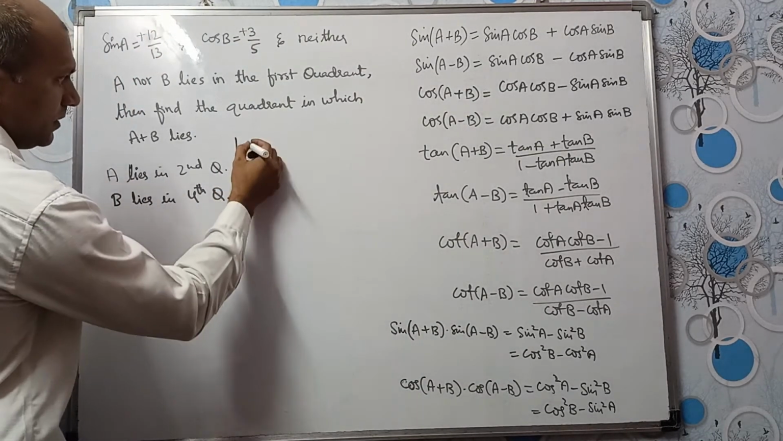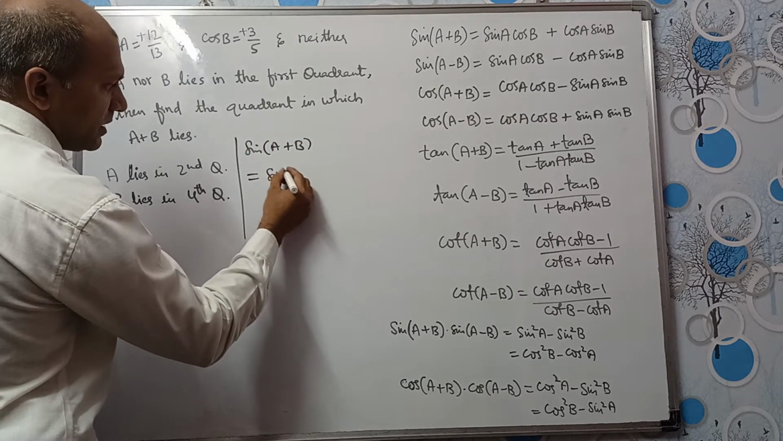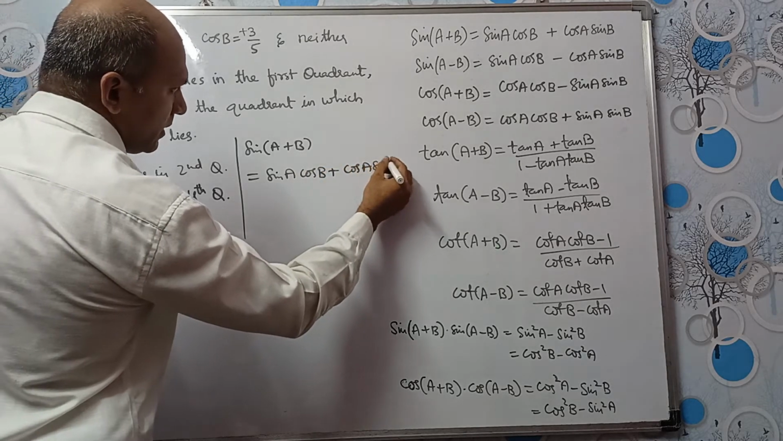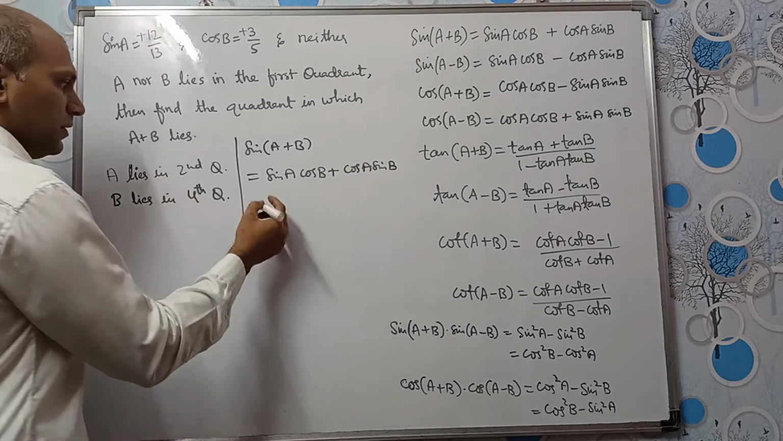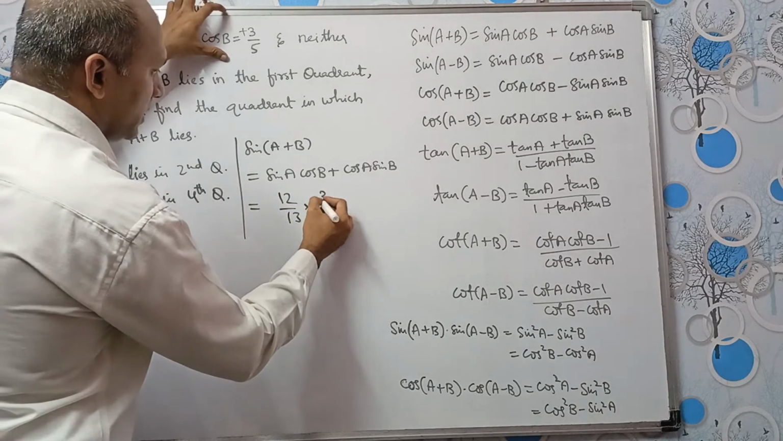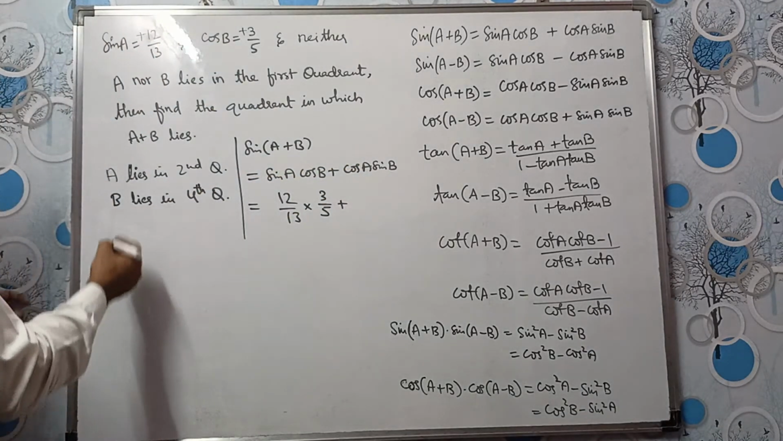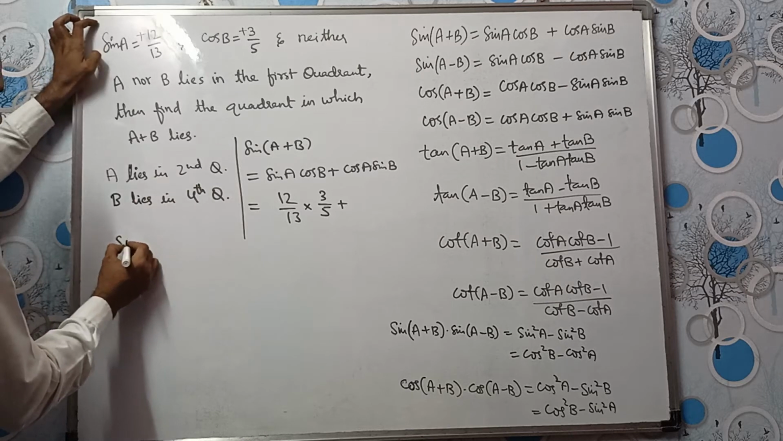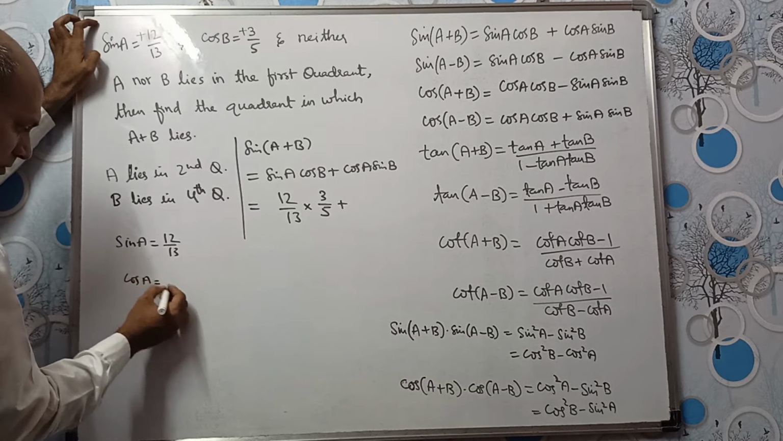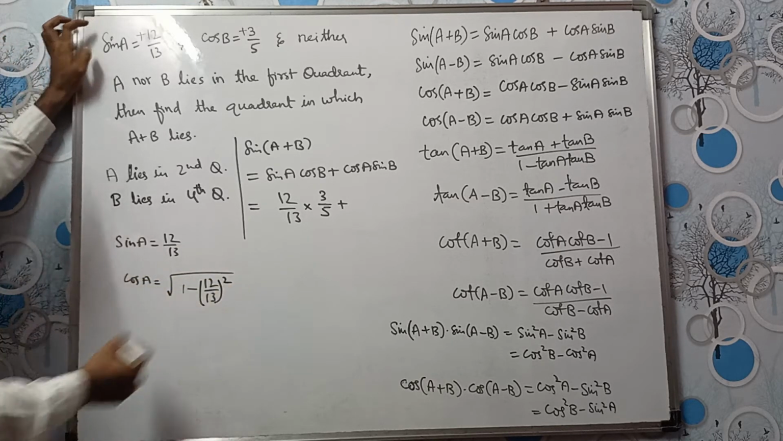Okay. See, we will use this sin A plus B. Expansion of this is sin A cos B plus cos A sin B. Okay. So what is sin A? 12 by 13 multiplied by cos B, which is 3 by 5, plus we need to find cos A and sin B. Let us find cos A first. What is given? Sin A is 12 by 13. So what will be cos A? It will be root of 1 minus 12 by 13 whole square.